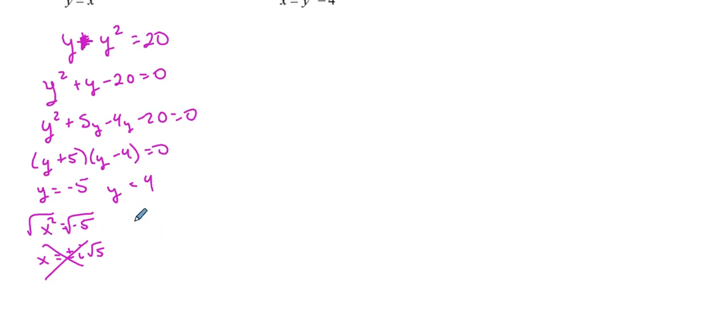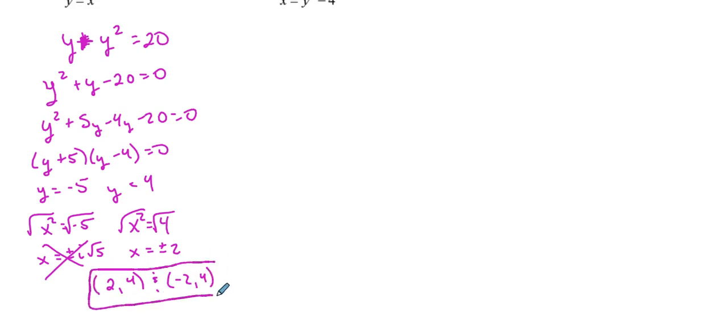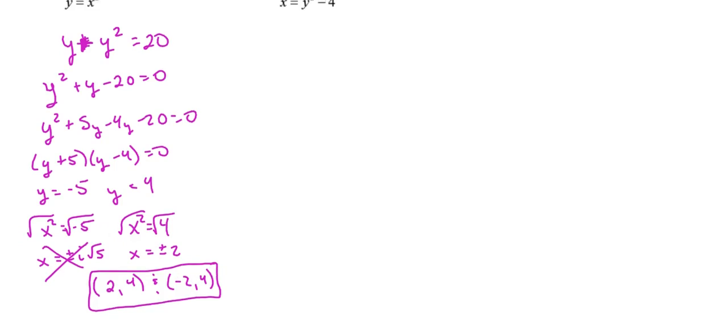Then we'll say y equals 4, so x squared equals 4. Again, we take the square root of both sides and we get x equals plus or minus 2. That gives me the points (2, 4) and (-2, 4). So I see that this system has two solutions, one at (2, 4) and one at (-2, 4).